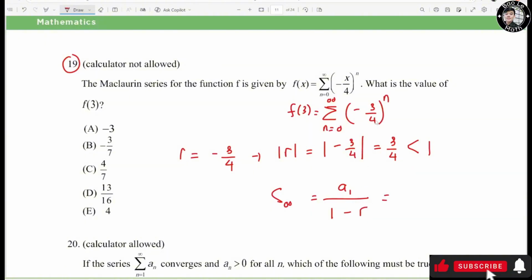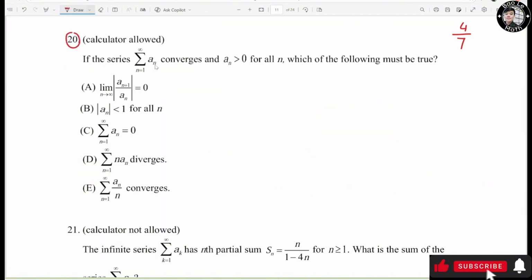The first term is when n equals 0, right? It's actually 1 over 1 minus the common ratio, which is -3 over 4. So it could be plus 3 over 4, right? So it could be 1 over 7 over 4, and it could be 4 over 7. The answer must be C.